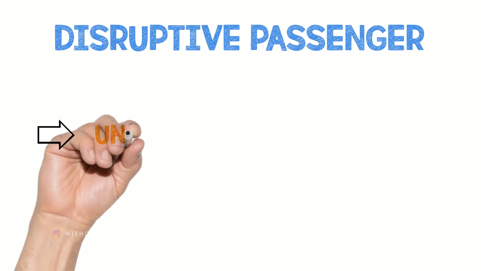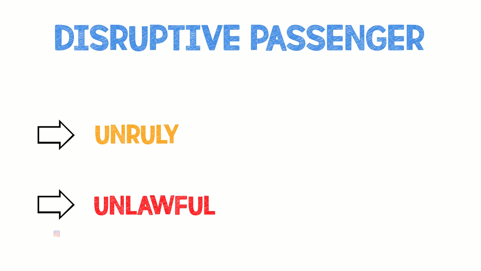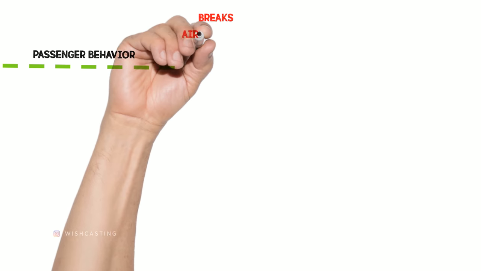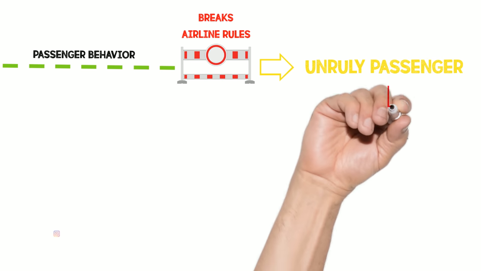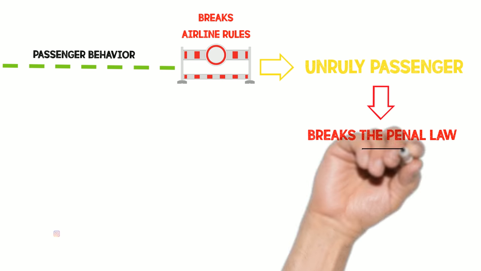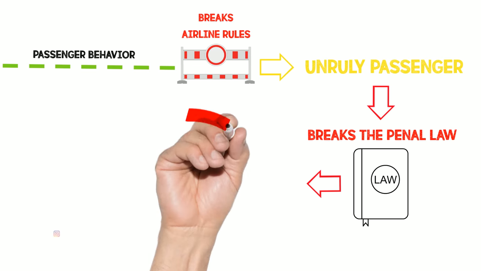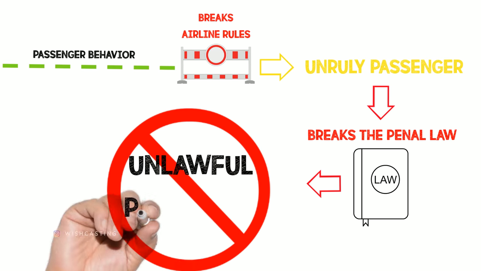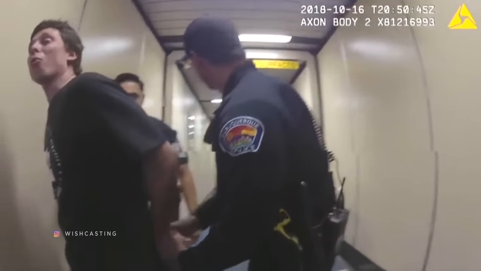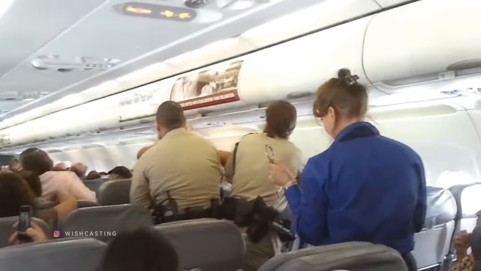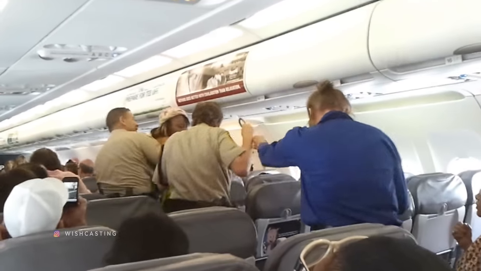A disruptive passenger can be unruly and or unlawful. Unruly if the passenger commits acts against airline rules, compromising the safety of the aircraft, persons, property, or good order on board. A disruptive passenger can be unlawful if he or she commits the same acts, but not against airline rules, but against the penal laws of the state. Breaching penal laws of the state is punishable by law. Police will be waiting upon arrival for the unlawful passenger, and the case will be brought to court.